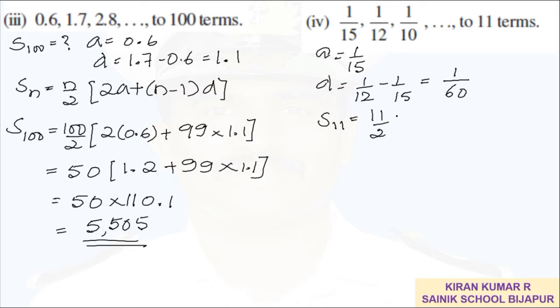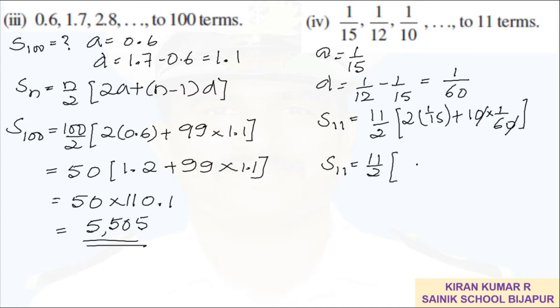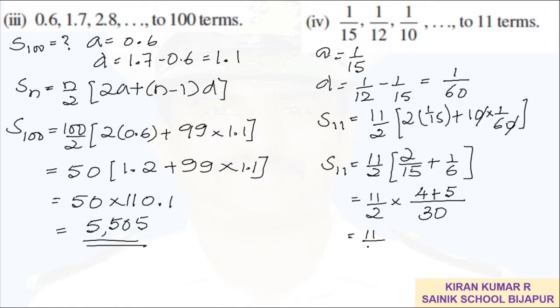So S11 will be 11 by 2 times of 2a, 2 times of 1 by 15 plus n minus 1 will be 10 multiplied to the common difference 1 by 60. Here I can cancel this 0. So S11 will be 11 by 2 times of, this will be 2 by 15 plus 1 by 6. We need to find the LCM, and the LCM is 30. So 11 by 2 times of, when it is 30 we will be getting 4 plus 5. So 11 by 2 multiplied to 9 by 30. Further we can simplify, 3 3s are 9, 3 10s are 30, we will be getting the result as 33 by 20. This will be the sum of 11 terms.